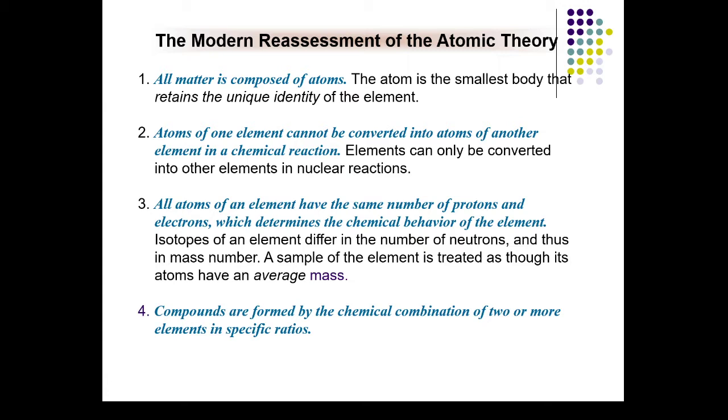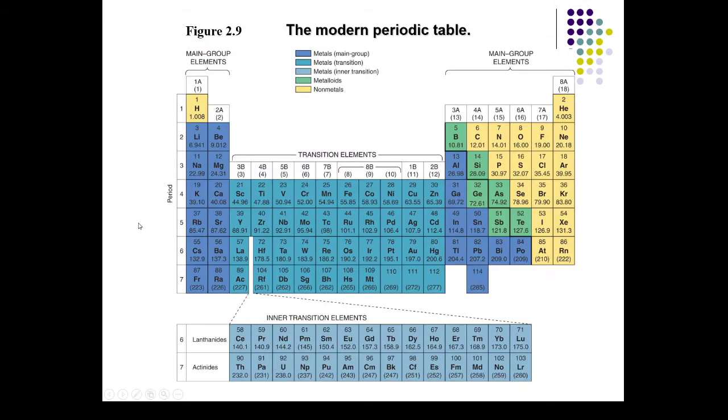Okay. All atoms of an element are identical in their protons. The only thing is, isotopes have a different mass, but they're still identical except for their mass. And compounds are formed by specific chemical ratios. So Dalton was pretty much right on, 200 years ago, about what we accept today as the modern idea of what's going on.